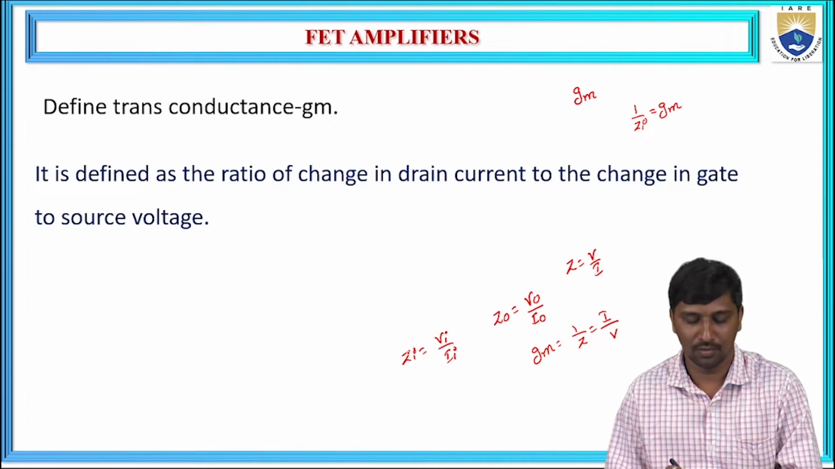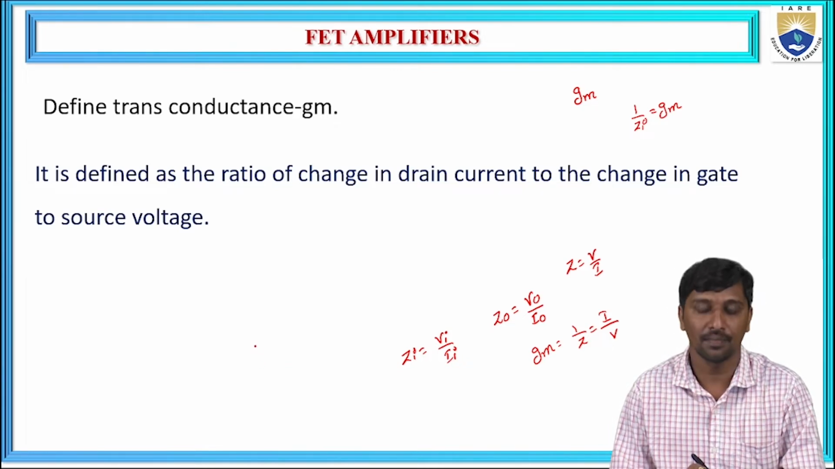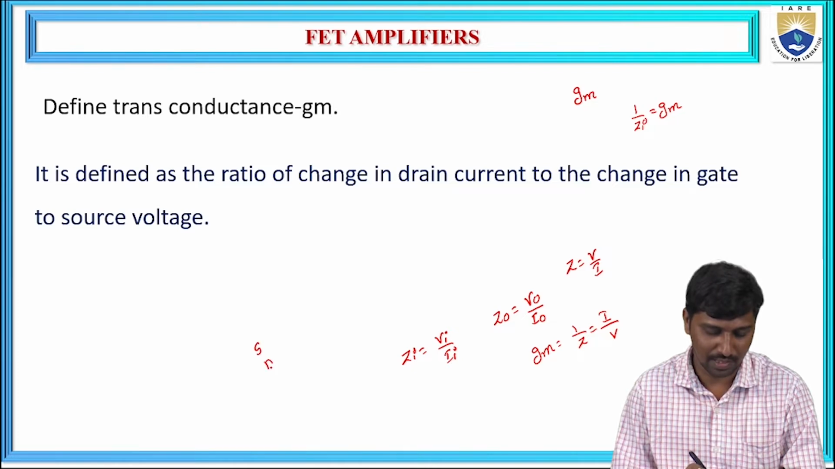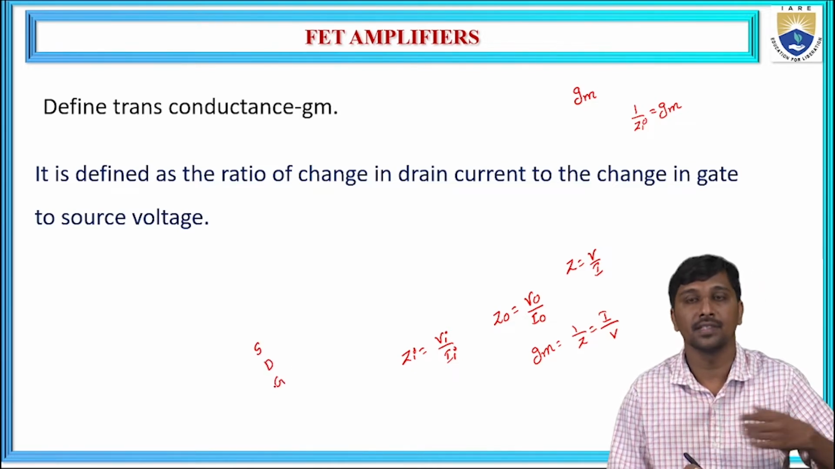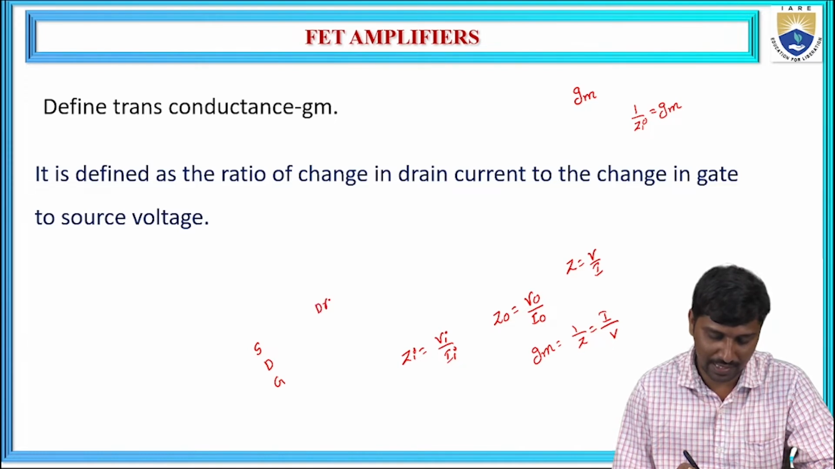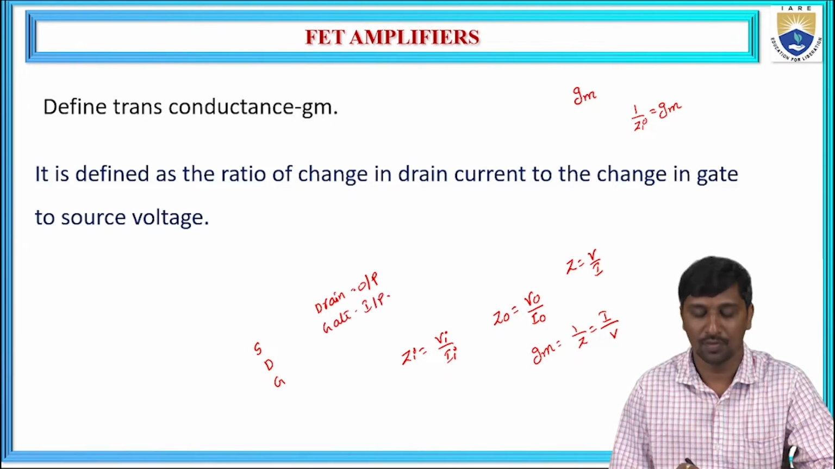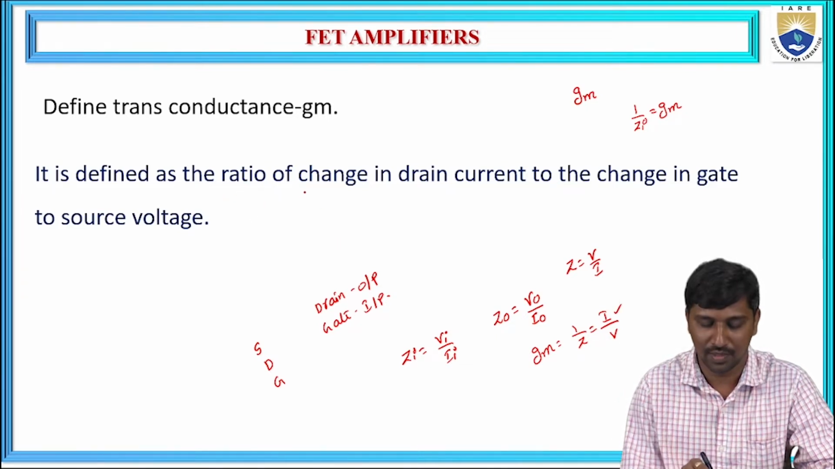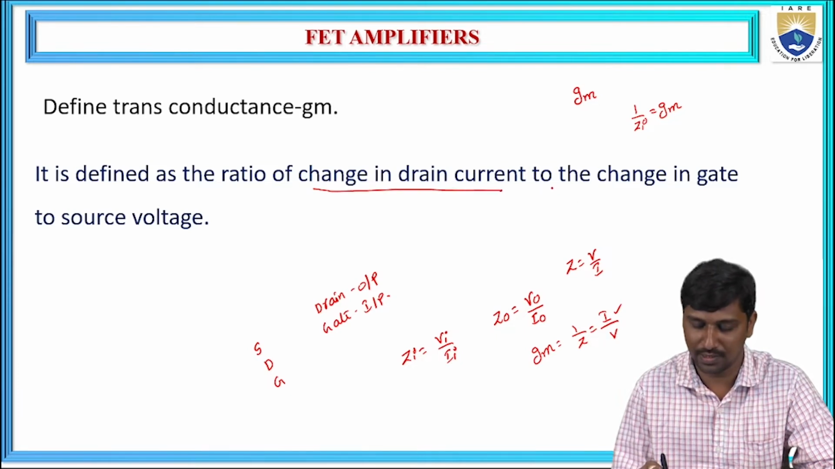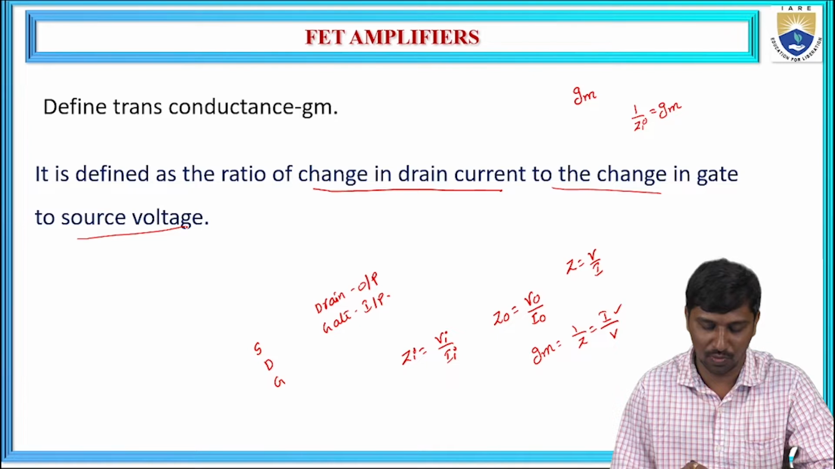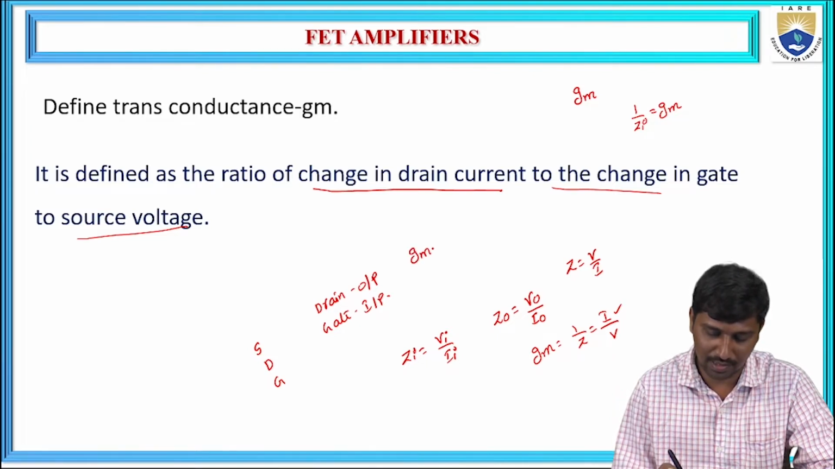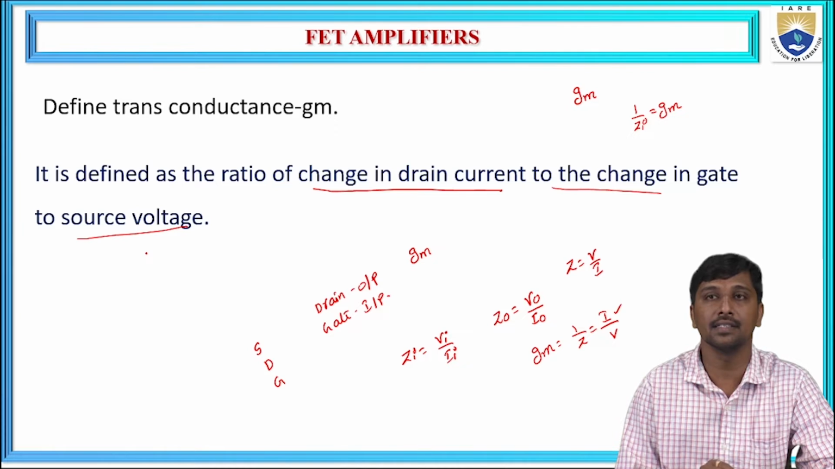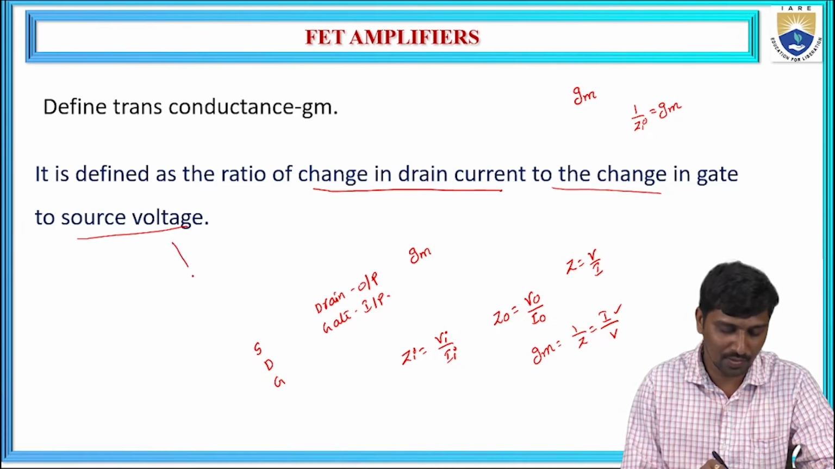If you want to define this for a FET, we know that it contains three terminals: source, drain, and gate. Based on the construction, in most cases the drain is taken as the output side, and the gate is taken as the input side. So the transconductance is defined as the ratio of the change in drain current to the change in gate to source voltage. This transconductance is derived from the transfer characteristics.